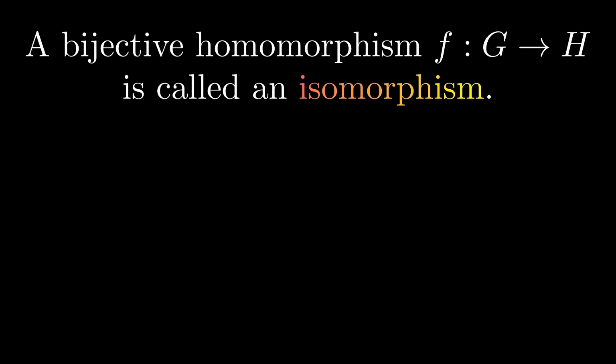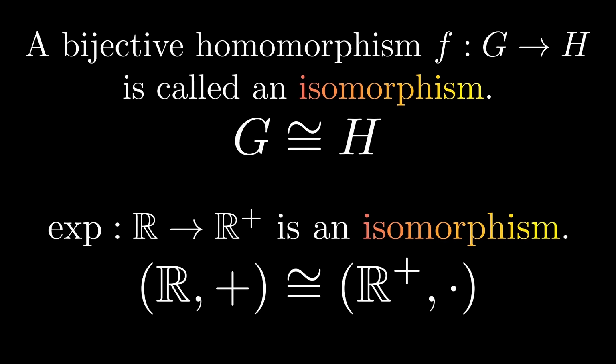A bijective homomorphism is called an isomorphism. A function is bijective if every element in the target group corresponds to exactly one element from the original group. If there is an isomorphism between two groups, we say that they are isomorphic, and denote it like this. Isomorphic groups have the same number of elements and the same group structure, just with different labels for their elements. For instance, the exponentiation map from the real numbers under addition to the positive real numbers under multiplication is an isomorphism. This means that the two groups have the same structure, even though they appear different.